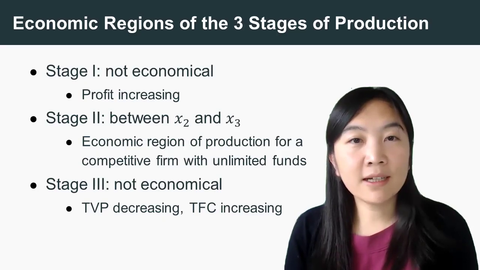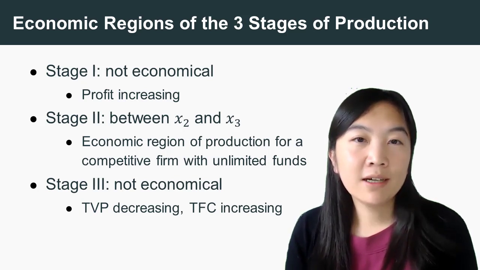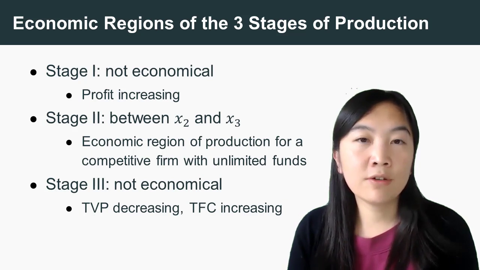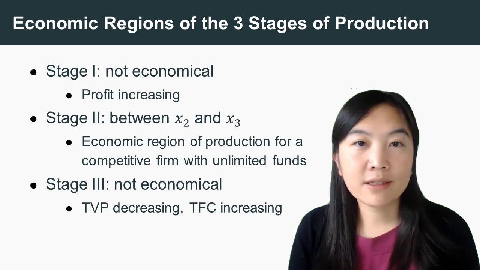So to summarize, it's not economical to produce in stage 3. It's because TVP is decreasing if you increase your input use, and TFC is increasing. So in that region, your profit will decrease.